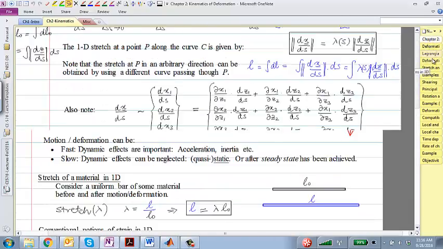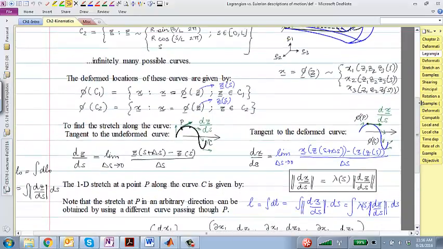On the previous page, I said that if you have a curve, we define the stretch lambda to be the quantity dz/ds over dx/ds. That lambda relates the undeformed and deformed tangent vectors. We didn't say how we can find lambda; that was just to define the quantity stretch at an arbitrary point in the curve. Let's see how we can find this lambda.